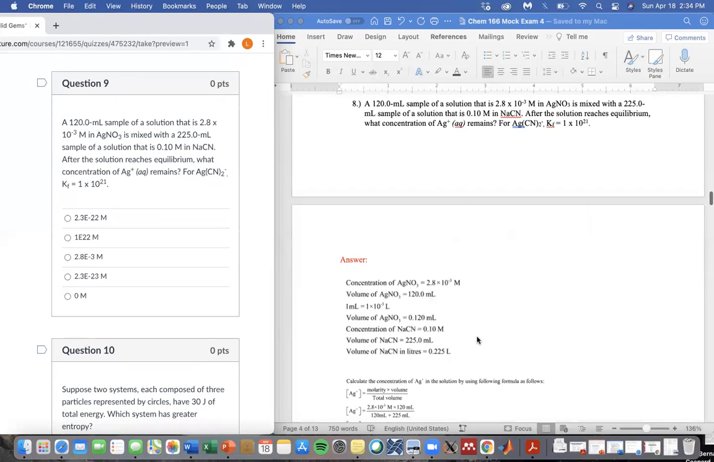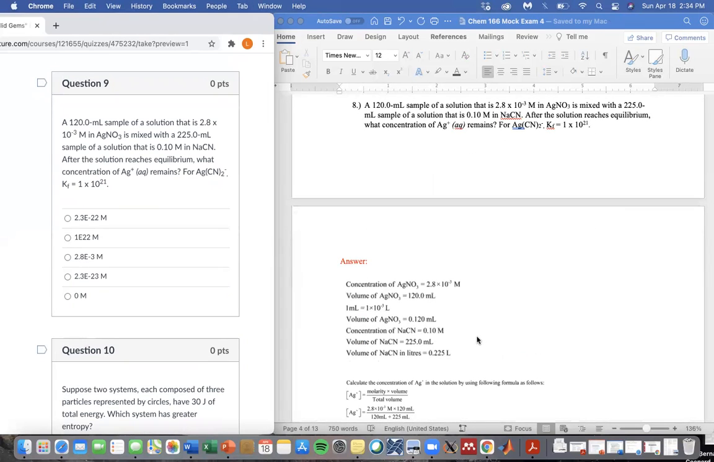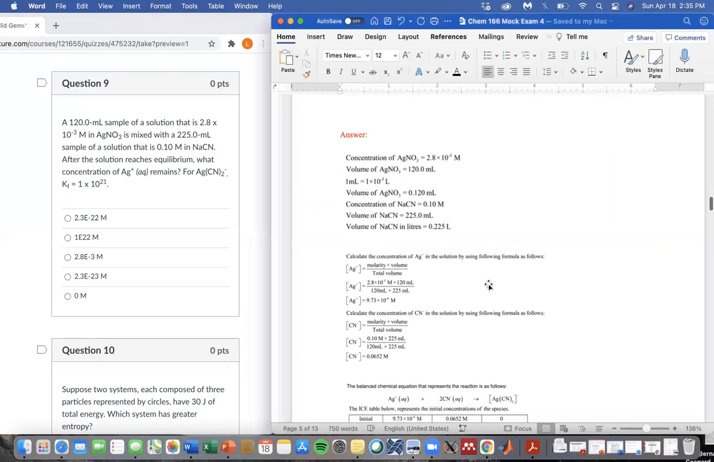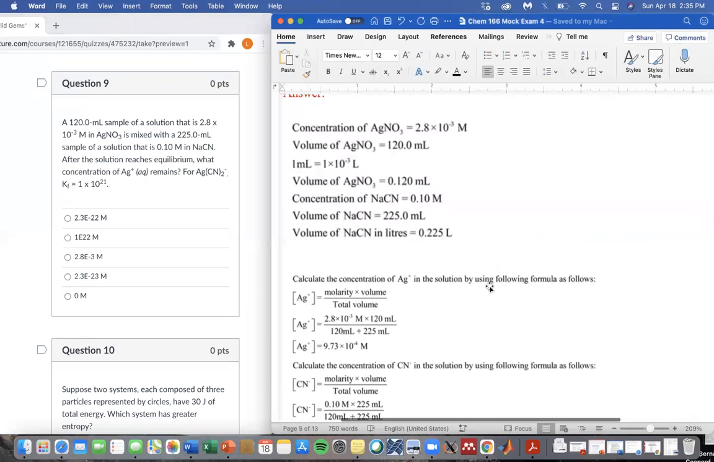Okay, so this one's the last Ksp, Kf type of problem on this mock exam. But it's pretty involved because you're given concentrations of AgNO3 with NaCN, but it gives you the milliliters of those molar values that are added together, and so it doesn't give you the total volume of the solution. So it's kind of a long problem because you have to actually consider how many moles you're working with here.